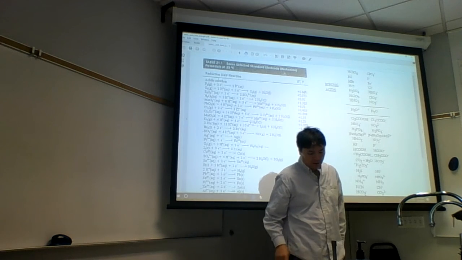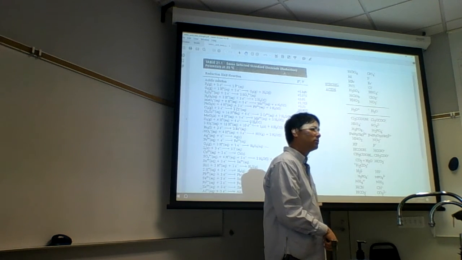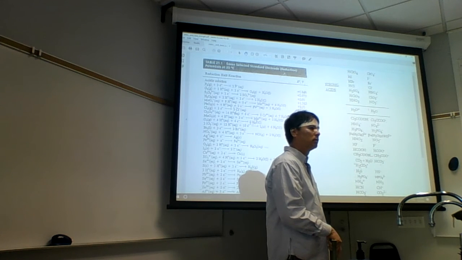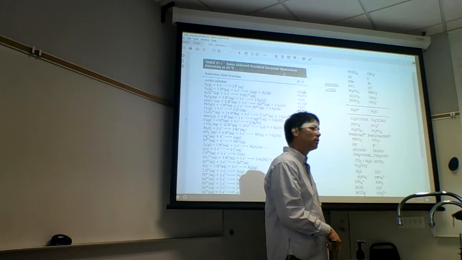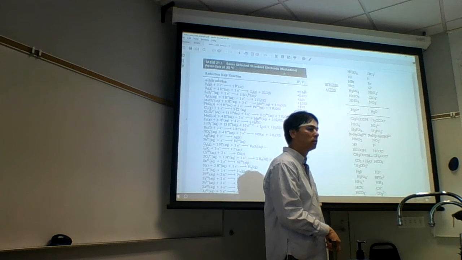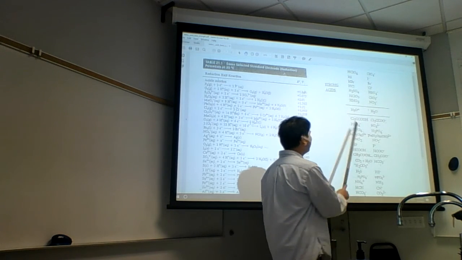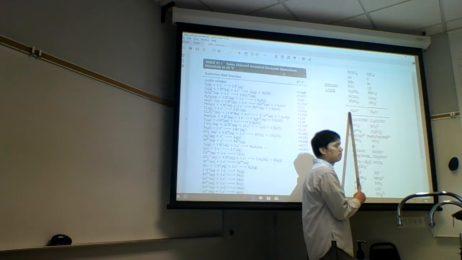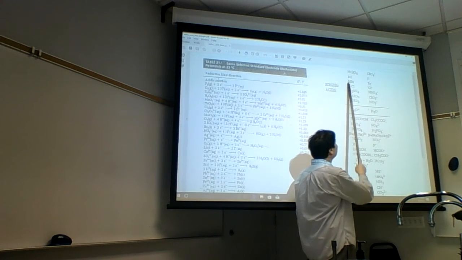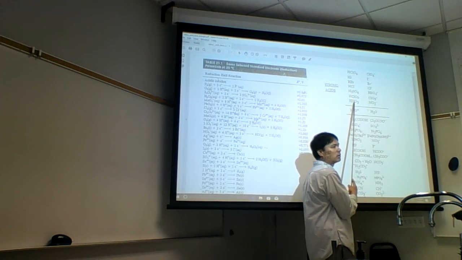Now, the same thing holds for acids. Do you know what the strongest acid that can exist in water is? The strongest base that can exist in water is hydroxide. What's the strongest acid that can exist in water? Hydronium. Do you see the dividing line here? These acids here are too strong. These acids are going to attack water.